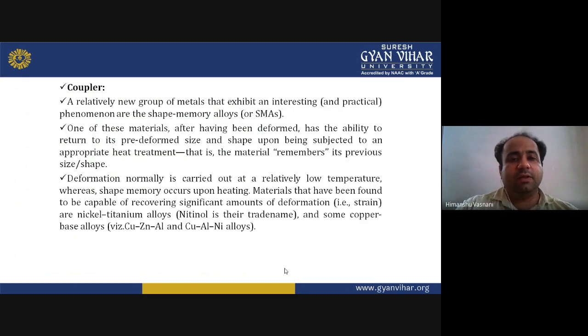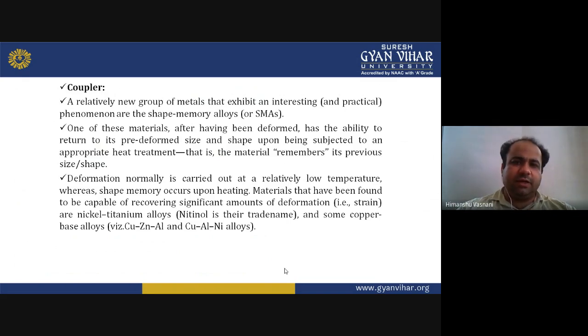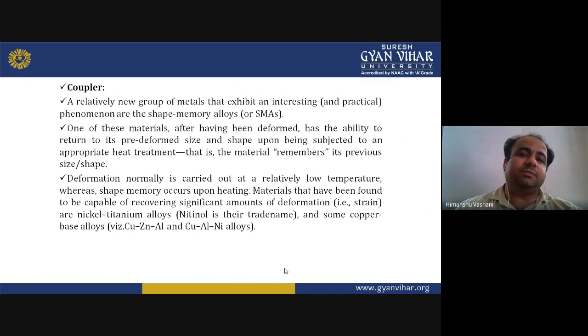This is important. Now, there is a relatively new group of metals that exhibit an interesting and practical phenomenon: the shape memory alloys. One of these metals, after having been deformed, has the ability to return to its predetermined size and shape upon being subjected to an appropriate heat treatment.